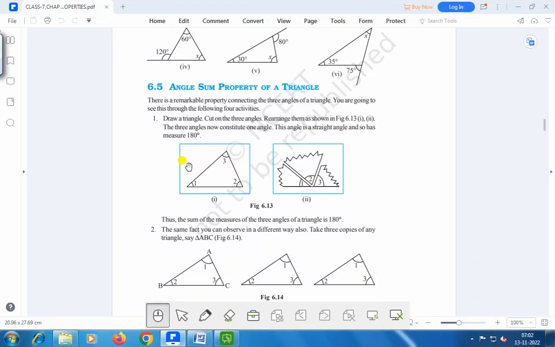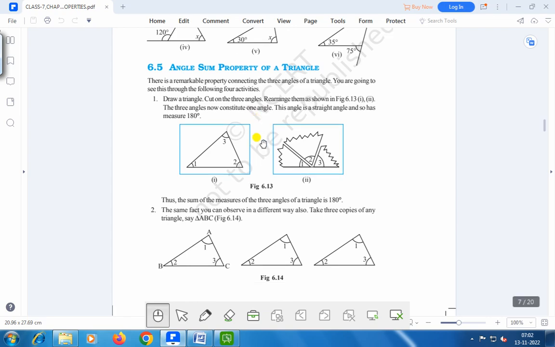Hello friends, today we shall discuss the angle sum property of a triangle.